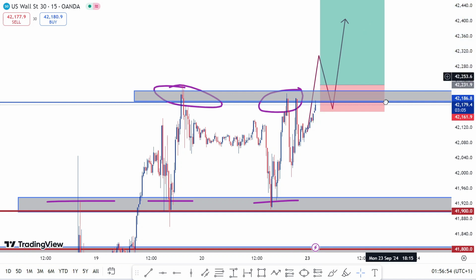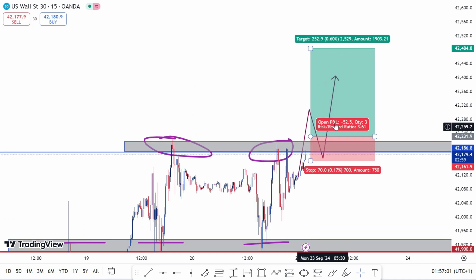And then we'll be trailing our stop loss. Once price gets to 1 ratio 1, break even, 1 ratio 2, we start trailing the stop loss. We start to be able to capitalize fully on the movement of the market. So that's what we are expecting today on US30.